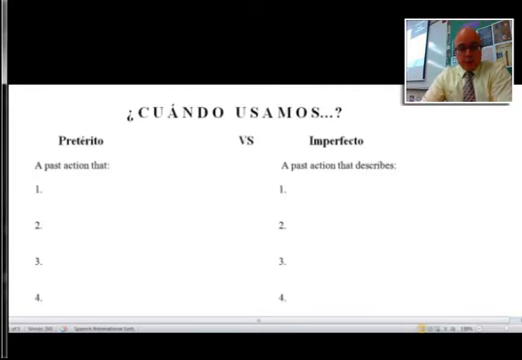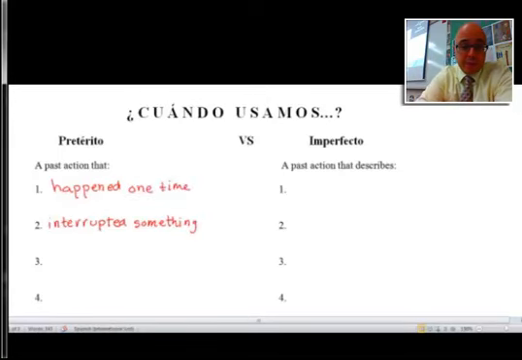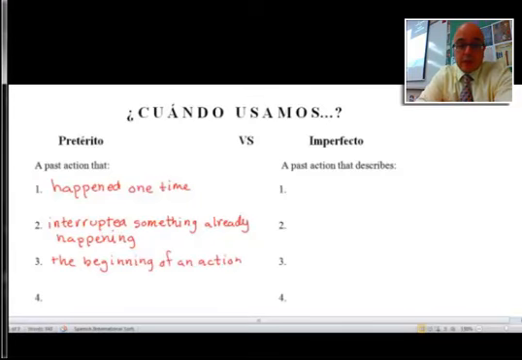So I have two separate columns. Under preterite, or pretérito, I have that we would use it for a past action that happened one time, or for an interrupted action, right? An action that interrupted something already happening. Also for the beginning of an action, as well as the end of an action.